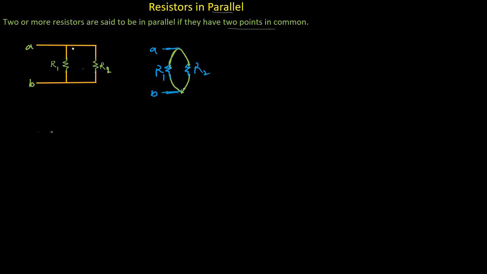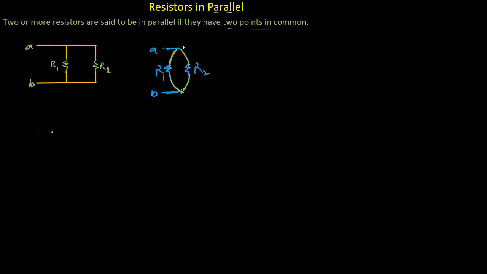We can also connect these two resistors like this. In this case, these two resistors are also sharing 2 common points. R1 and R2 are connected to point A, and R1 and R2 are also connected to point B. So these two resistors are said to be in parallel.